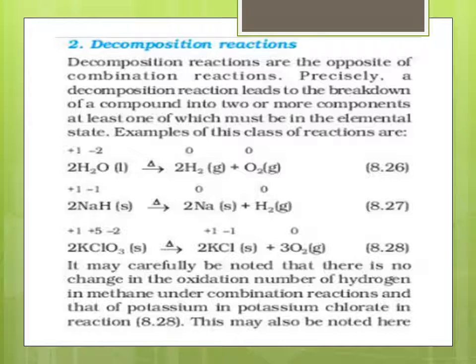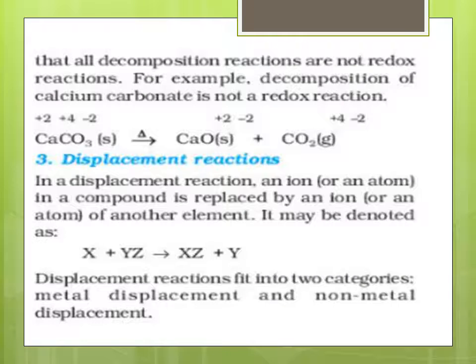And NaH will give Na and H2. In this case, Na will carry plus 1 and H will carry minus 1. Na, because it is in the elemental state, is 0. H2, because it is a gas, is 0. And in case of KClO3, it may be noted that there is no change in oxidation number of hydrogen in methane under combination reactions, and that of potassium in potassium chlorate in the above reaction.